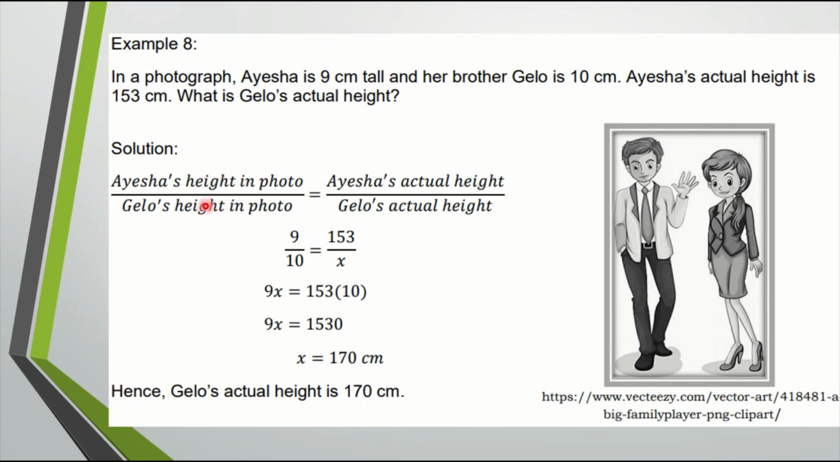Ayesha's height in photo over Jello's height in photo is equal to Ayesha's actual height over Jello's actual height. So, 9 over 10 is equal to 153 over x. Wherein, ito yon. Diyan yan, makukuha. So, 9 times x is 9x and 10 times 153 is 1,530. So, divide both sides by 9. It will become 170 centimeter. Lagay mo na lang yung unit sa dulo. So, hence, Jello's actual height is 170 centimeter in height.